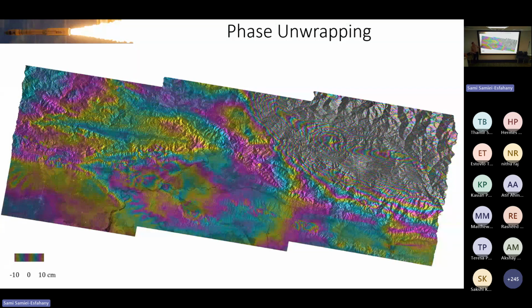You can rewrap it to a 10 centimeter interval when you're trying to convey easier contours to people. This might be all water related out here, the sort of deformation you get here. And this is all the uplift of the mountains from the earthquake.